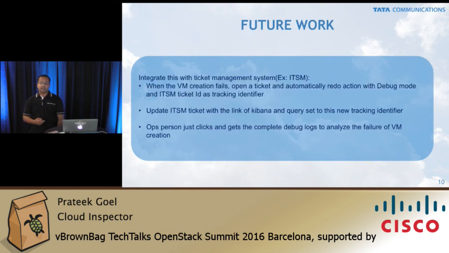The future work for this is we are looking to integrate this with our ticket management system, wherein whenever the VM creation fails, we will generate an ITSM ticket. And we use this ITSM ticket to redo this action with debug enabled mode and pass this as a tracking ID. So the next time the VM creation continues to fail, there will be a link sent into the ITSM ticket with the Kibana view as a link and the query parameter set to the tracking ID that we have. So all the ops person has to do is just go and click on the Kibana UI, and he has all the logs that he wants. And he can just go ahead and debug. He doesn't have to redo any action, set any parameters, nothing at all.